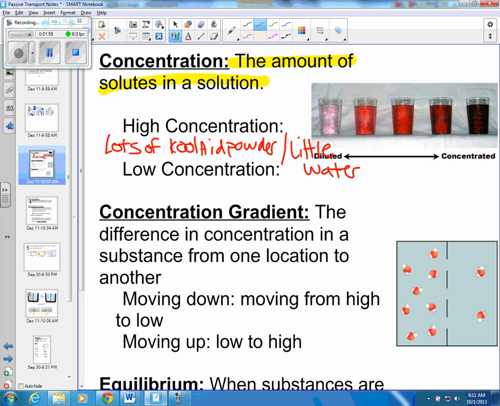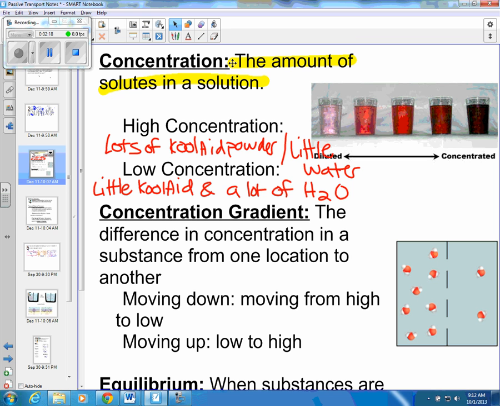Now, if I wanted to fix my Kool-Aid and make it more dilute, and it could have a lower concentration, what would I add to that? Water. Okay? So I would have a little Kool-Aid and a lot of water. And I can change the concentrations, right?